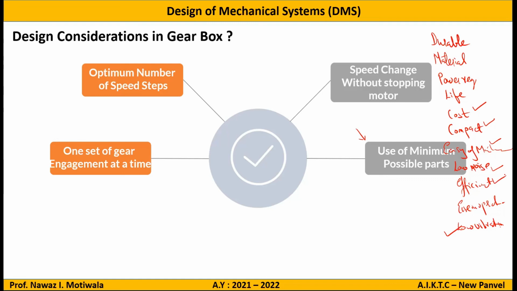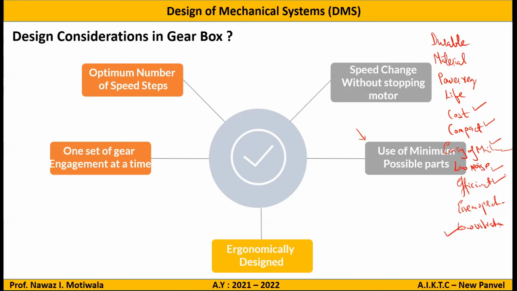Okay. And then on the left hand side, you can see one set of gear engagement at a time. So one pair of gears should be engaged at one particular time. There should be no mismatch in the engagement of the gears during the running cycle. And the last one I can say is ergonomically designed. So this will also cover your ease of maintenance, the usage, durability, material, all of this will come into the ergonomically designed gearbox.